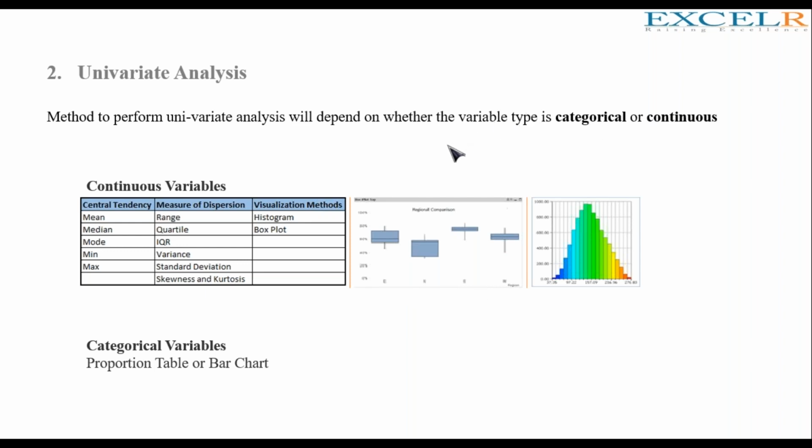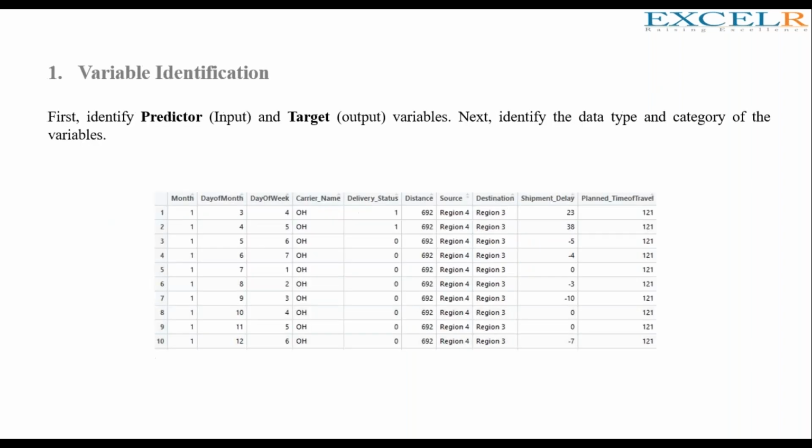What about your continuous variables? So on top of which variables can we employ all these techniques? Continuous variables, which all are continuous variables over here? We have got time, right? Shipment delay, planned time of travel, and the distance. So on top of these variables, you can employ these techniques.